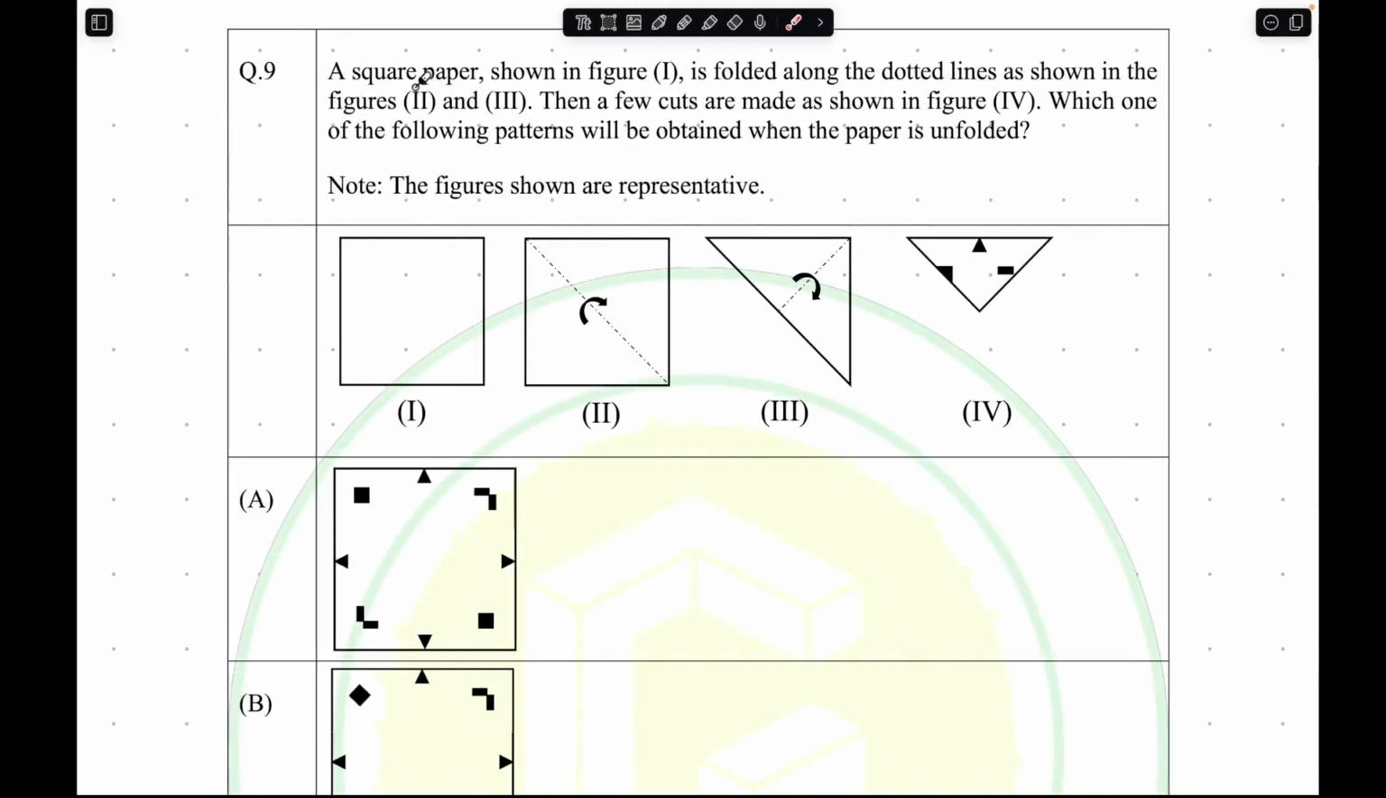The question states that a square paper shown in figure 1 is folded along the dotted lines as shown in figures 2 and 3. So along this line and along this line it is folded. Then a few cuts are made as shown in figure 4. These cuts are made. Which one of the following patterns will be obtained when the paper is unfolded?